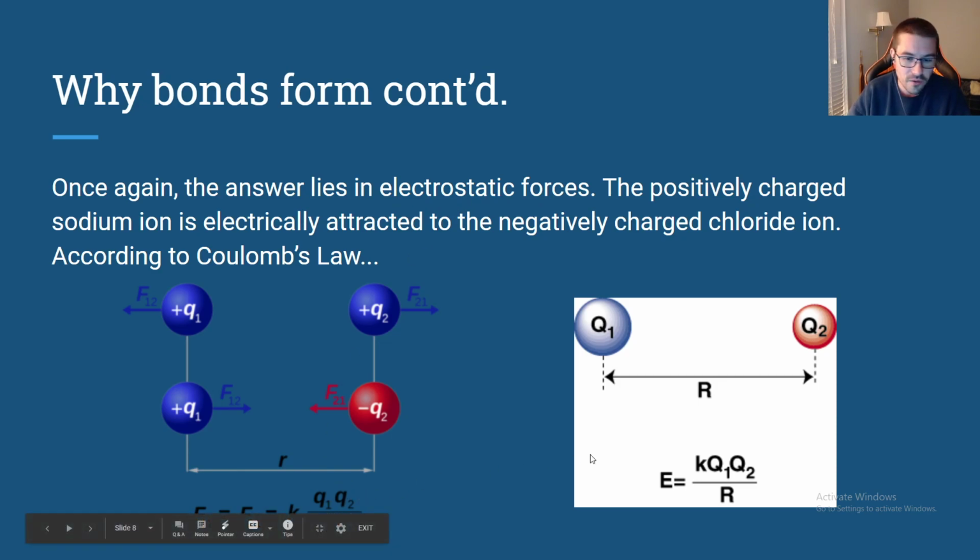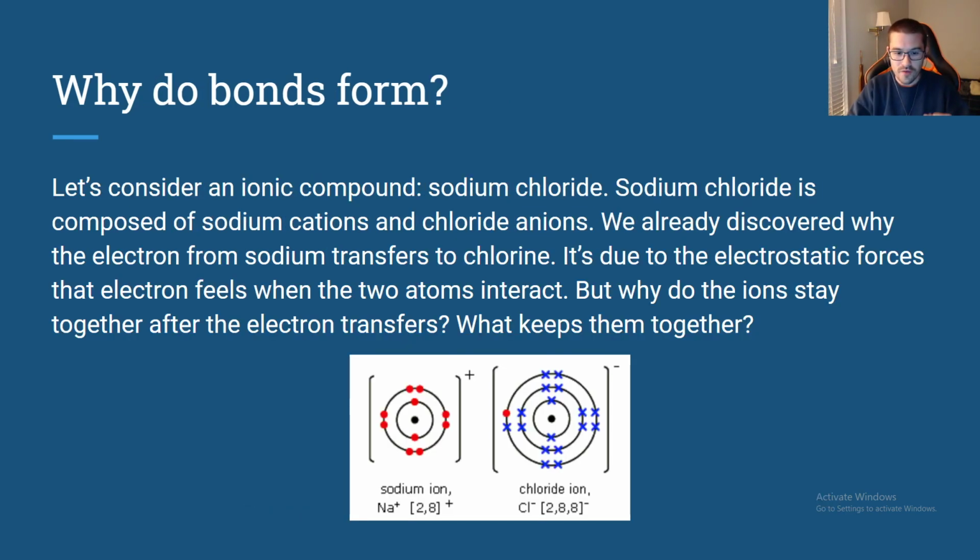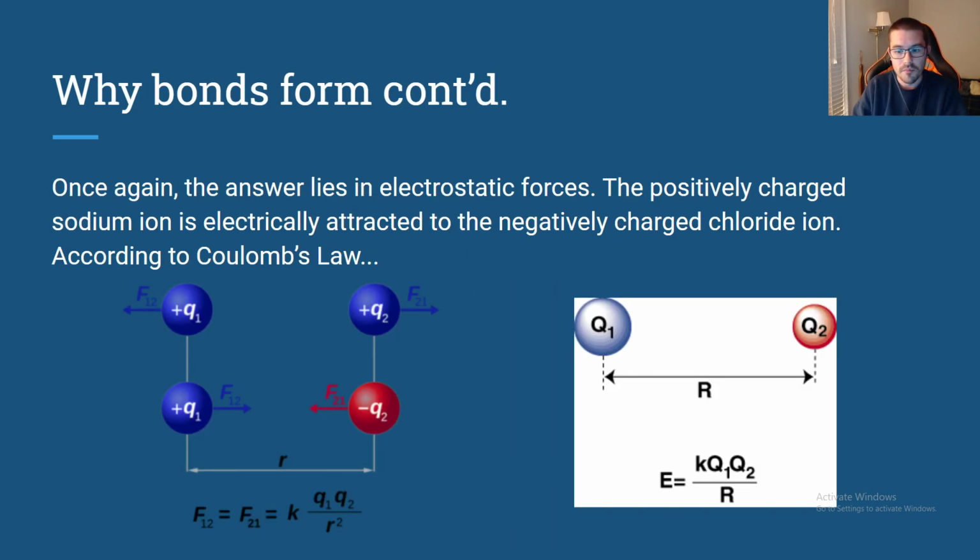We've talked about Coulomb's law, how if you have two charged bodies, they're going to feel a force towards one another, if they're positive and negative, that is. So if we have a positive sodium ion and a negative chloride ion, they're going to be attracted to each other. So it's all about the electrostatic forces in this case.